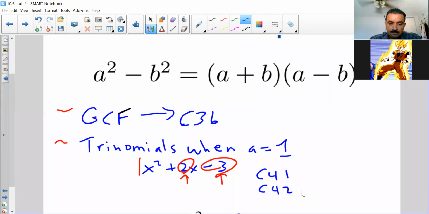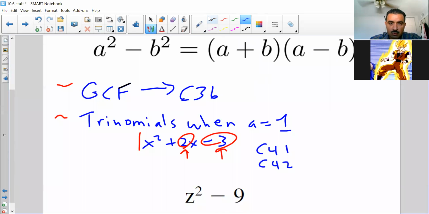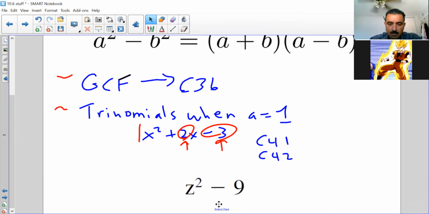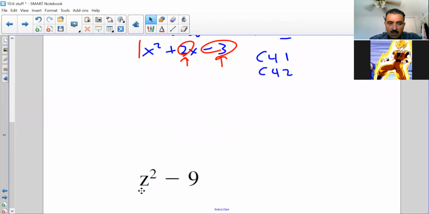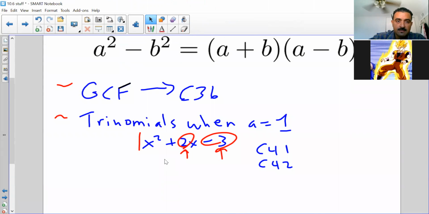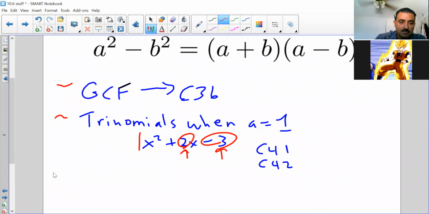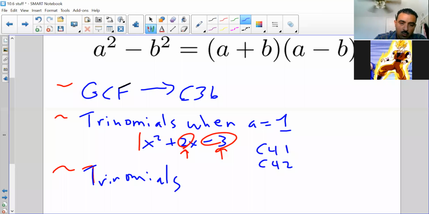Okay, here's a warm-up. Let me scoot the warm-up down. All right. The third method that I taught was trinomials when A is not 1.